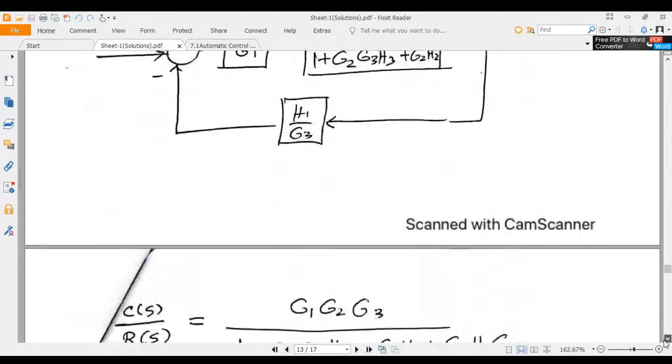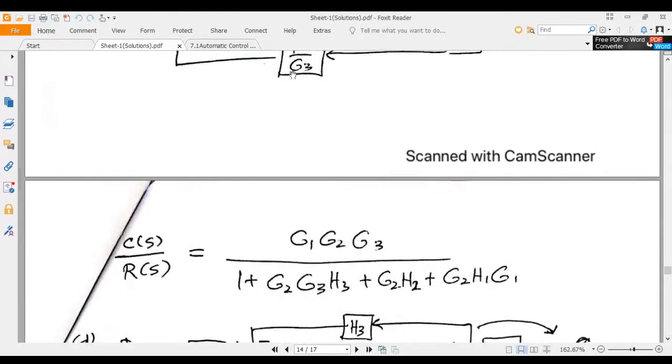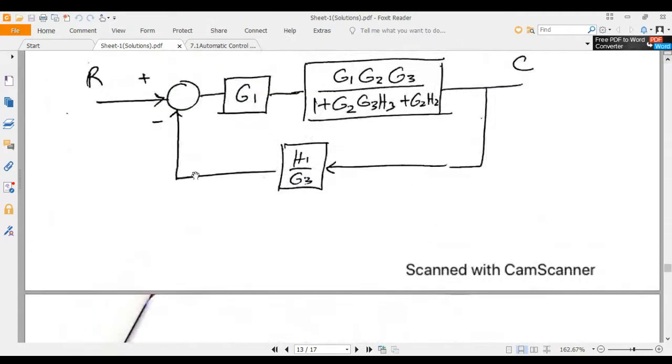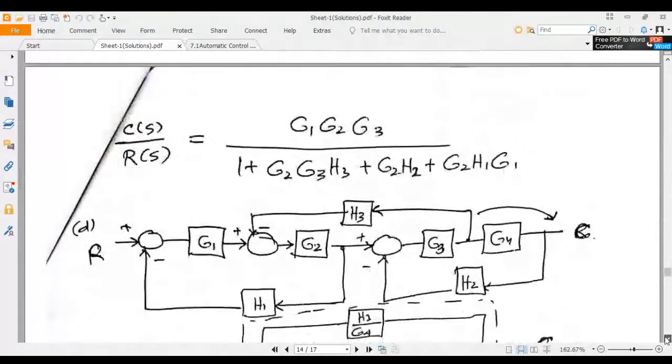In the next step, H1 by G3. Again feedback path. Again use the same formula. Here it is negative. Yes, here is negative. The formula will be having positive.